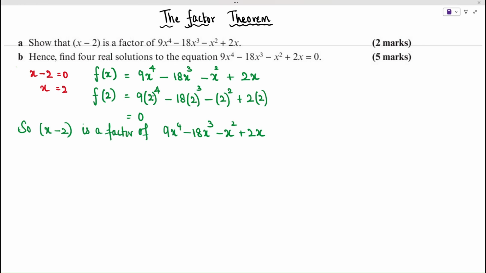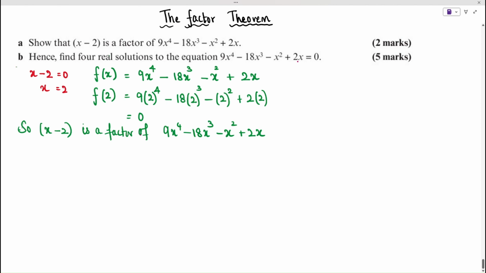So the first question is a really nice question because you don't really need to put it into your calculator. Almost always it'll equal 0. You can always check it, but you can just substitute your value of 2 in and then write equals 0.